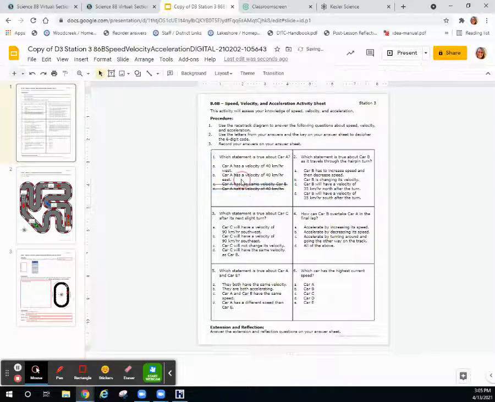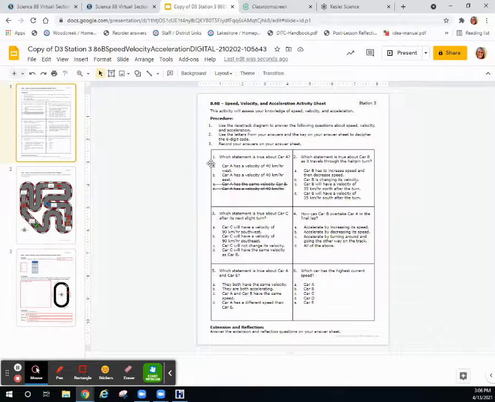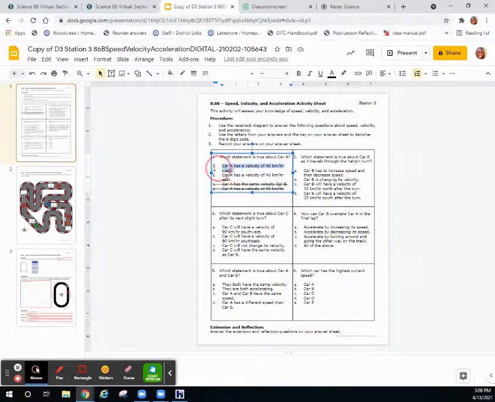Okay. B, car A has a velocity of 40 kilometers per hour east. Okay, so if I look at my compass, east is this way. So the arrow would be pointing toward the right. But my arrow is pointing to the left to tell me that A has a velocity of 40 kilometers per hour west. Okay, so A is actually the correct answer. And I'm going to highlight that.